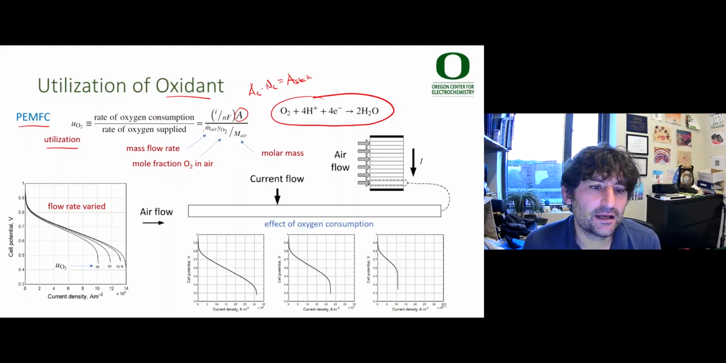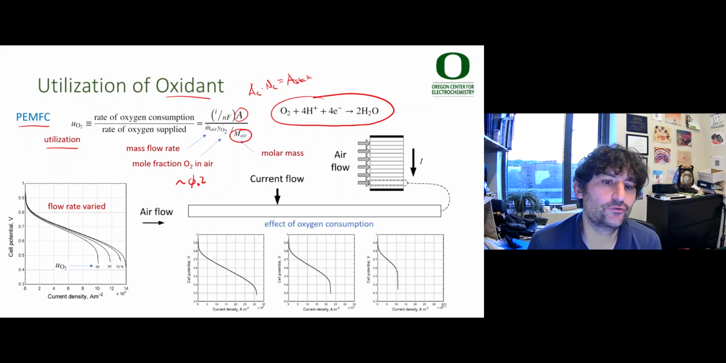And then we can write the mass flow rate of the air, that's m dot, times the mole fraction of oxygen in the air, that's about 0.2. Air is about 20% oxygen, divided by the molar mass of air. And that's just going to give us the moles of O2 flowing through the system per second. This is going to be essentially a flux of oxygen through the system. And the top is going to be the current we derive from that oxygen. And if we use all the oxygen, the utilization will be 1.